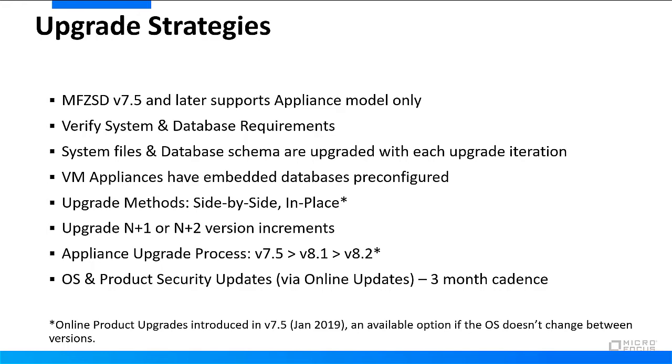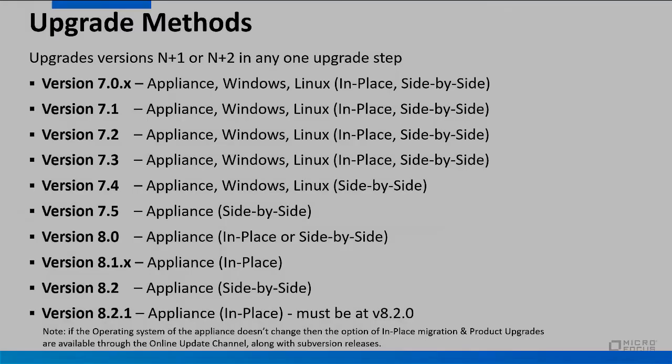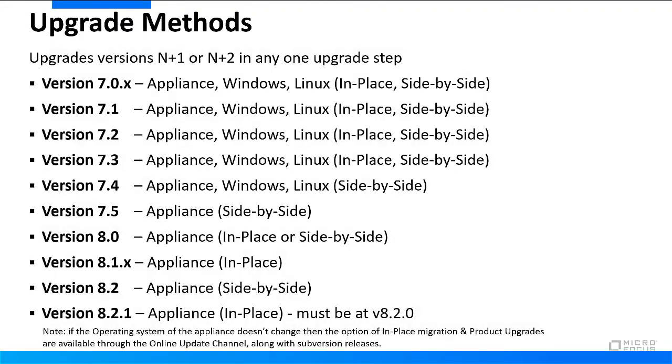And the upgrades could go N+1 or N+2 version increments. So if you're at 7.5, you can go one or two versions higher. So for instance, 7.5 can go to 8.1 and then can go to 8.2. OS and product security updates are all applied via the online updates for the appliance, and there's a 3-month cadence on that. Now let's talk about a couple upgrade methods. Remember, upgrading, you can upgrade from N+1 or N+2 in any one upgrade step. So if you're at 7.1, you could then go to 7.3 to 7.5 to 8.1 and then to 8.2 and 8.2.1.